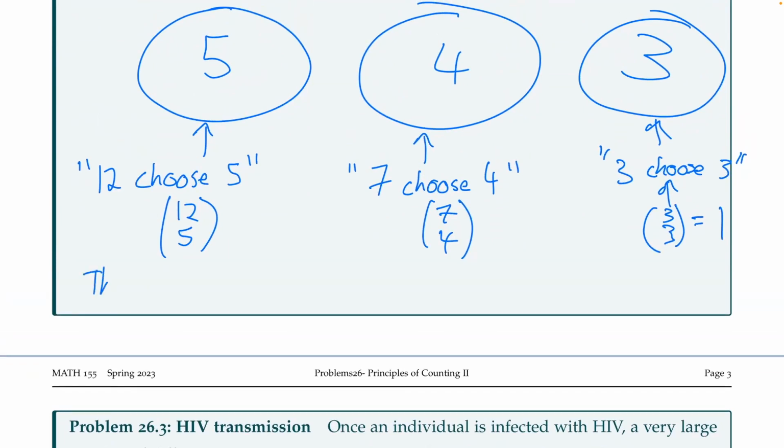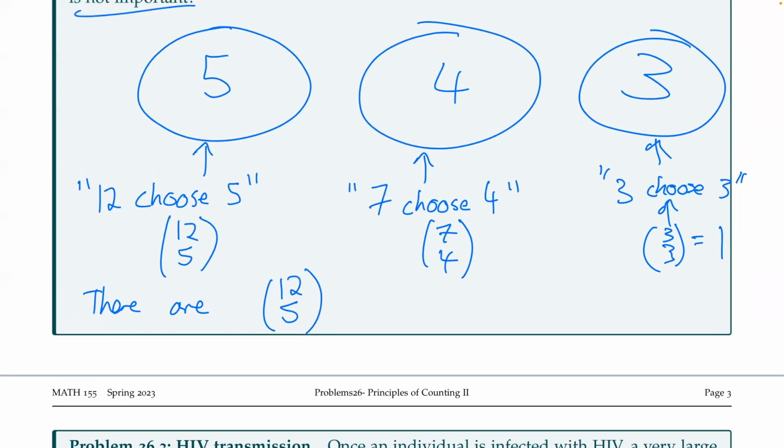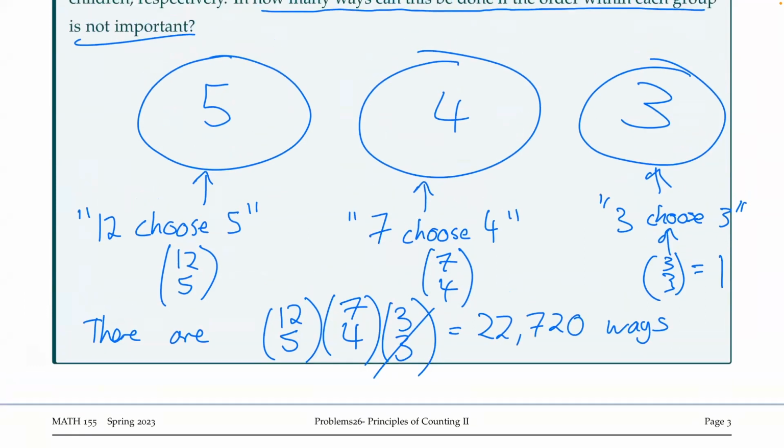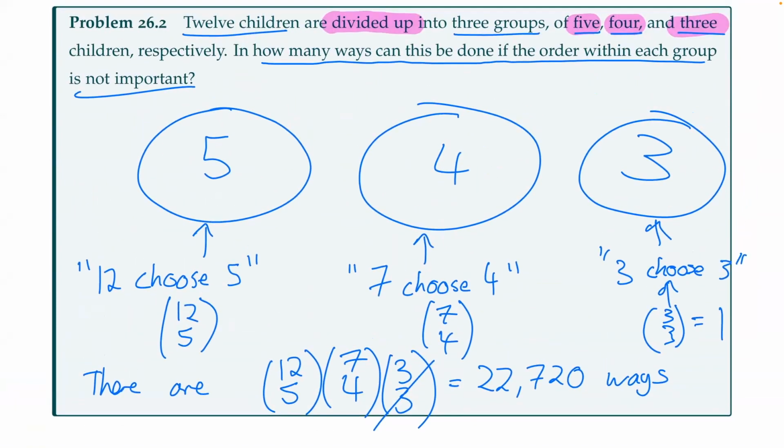Okay, so how many are there? We just need to multiply these things together. So there are 12 choose 5 ways of choosing the first group, 7 choose 4 for the second group, and 3 choose 3 for the third group. So obviously this 3 choose 3 just cancels. If you work that out, this should be something around 22,720, I think. I did not work that out in my head. I'm trusting that what I've written down is correct. Okay, so there are 22,720 ways of creating these groups.